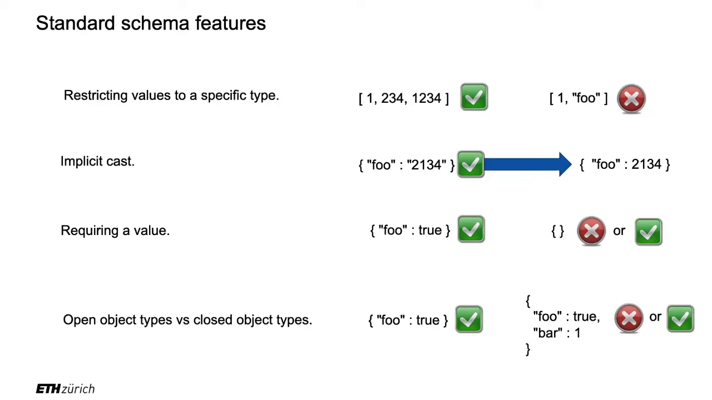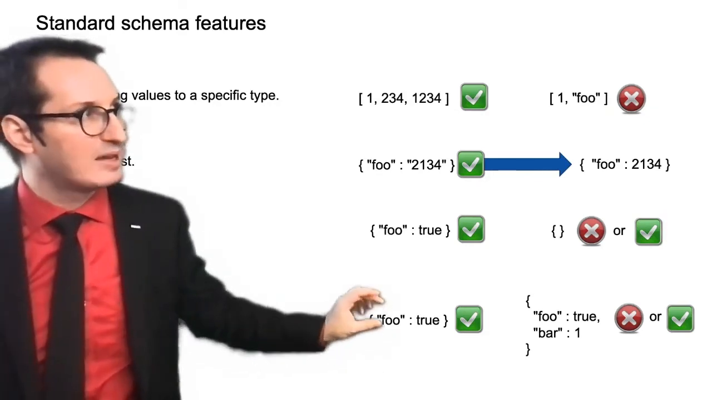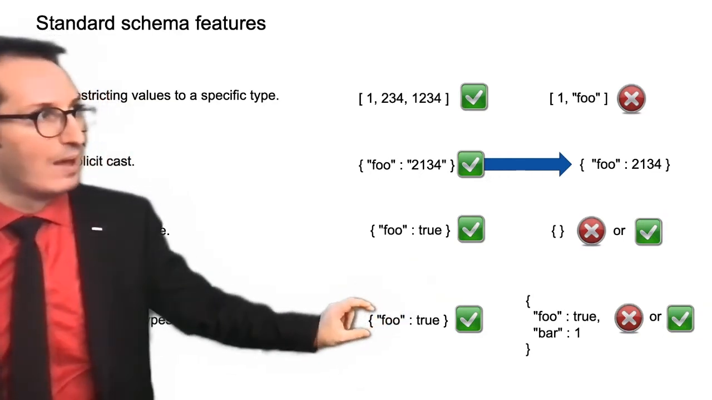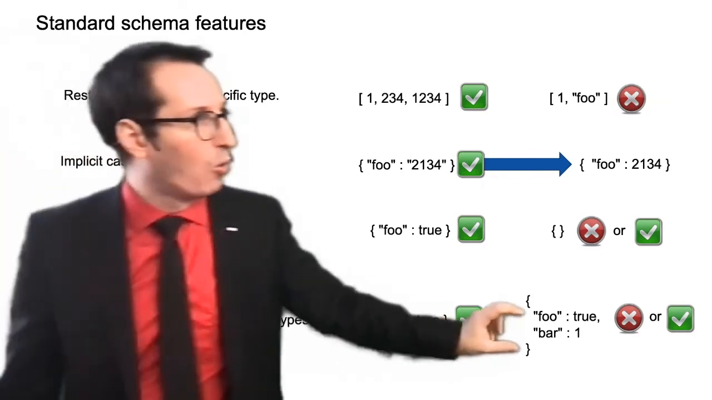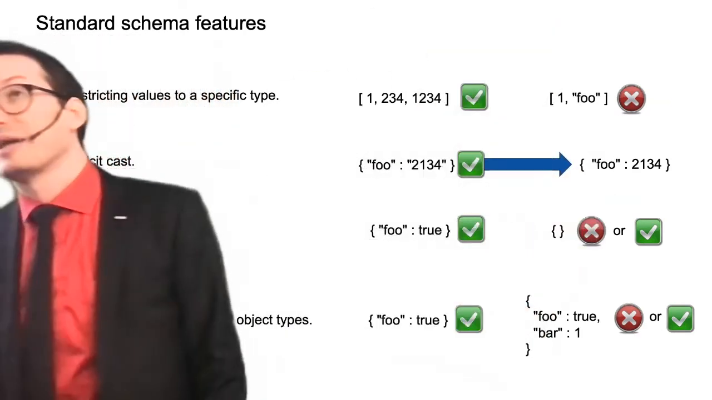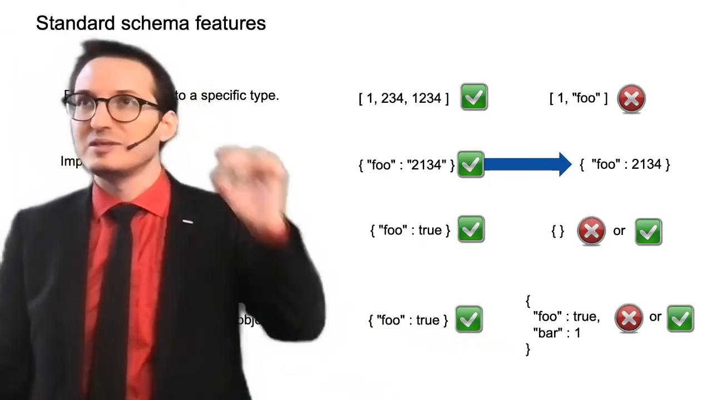The next thing you can do is what I explained as open and closed object types. So you can say, I only ever want exactly the fields that I have in my schema. I can even make them optional or required, but I don't allow anything else. Or you can say, I am open to any other keys that there can be dynamically. Of course, when you have open objects, this is dynamic.